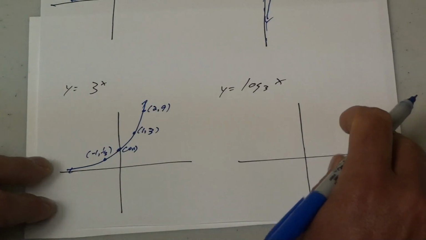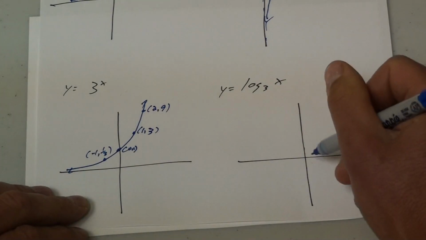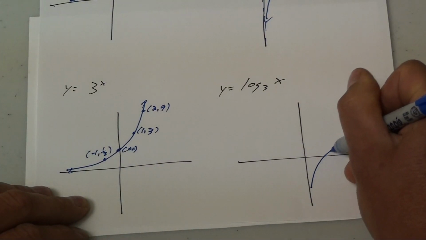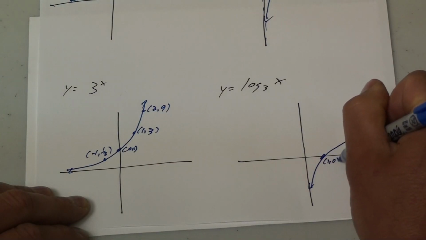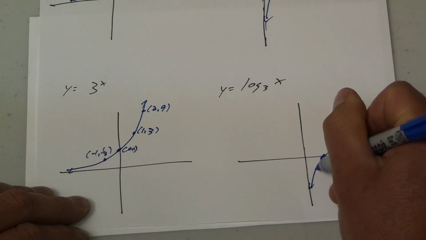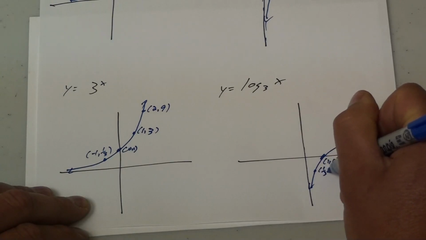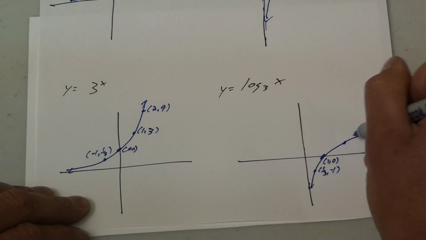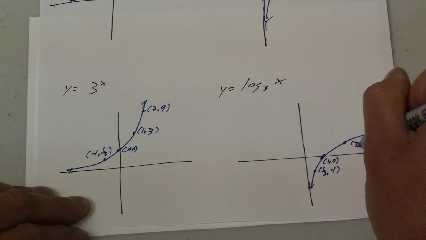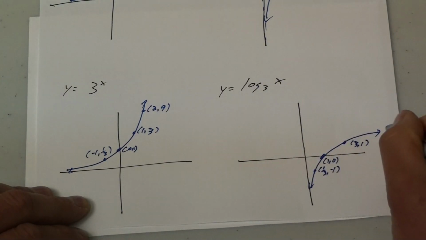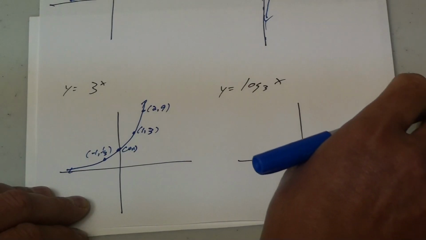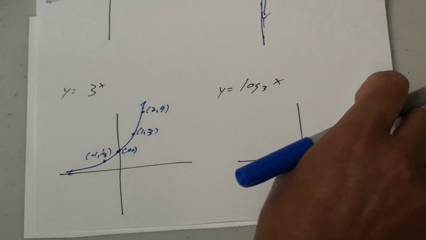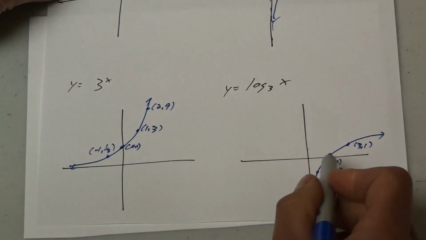Well, all the x and y points are going to get switched for the logarithmic. So you have the point 1, 0. You have the point 1/3, negative 1. You have the point 3, 1, and it gets flatter as it goes. The next point over here will be 9 on the x and 2 on the y. So I always start with the exponential and then flip the x's and y's to get the logarithmic.